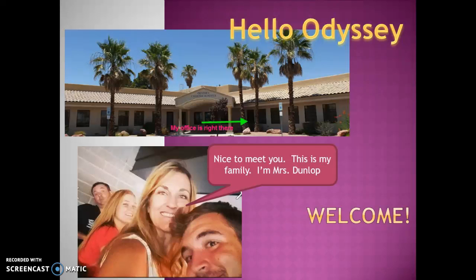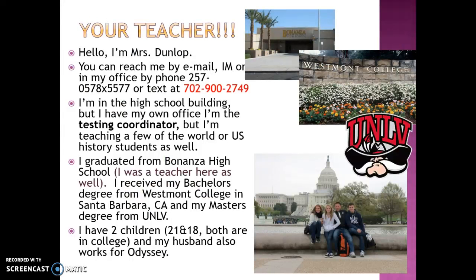My name is Mrs. Dunlop, and you can see where my office is in relation to the front of the school in this picture. So I'm your teacher. Again, I'm Mrs. Dunlop. You could reach me by email, preferably, which is mdunlop@odysseyk12.org. You can text me using that number there, and I do have an extension, which is 5577.